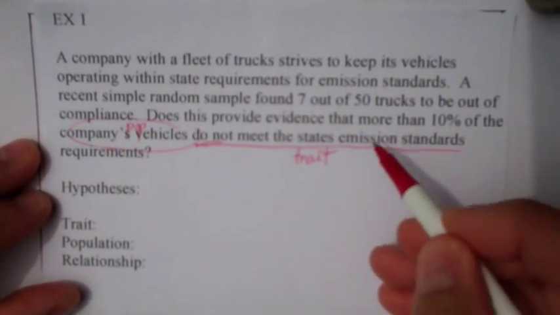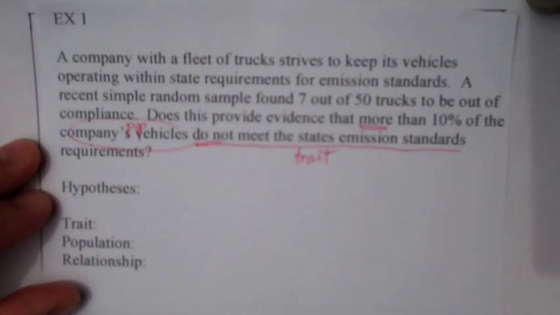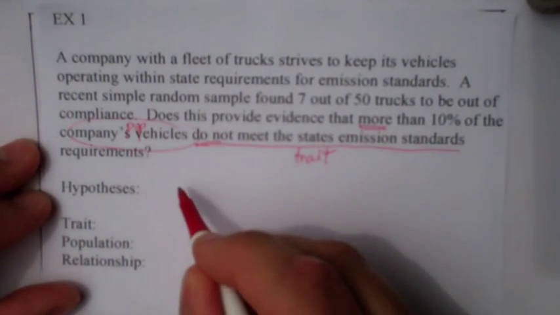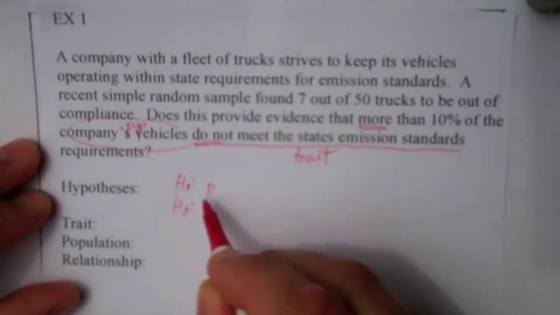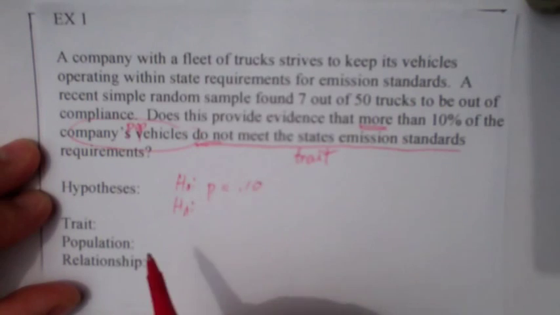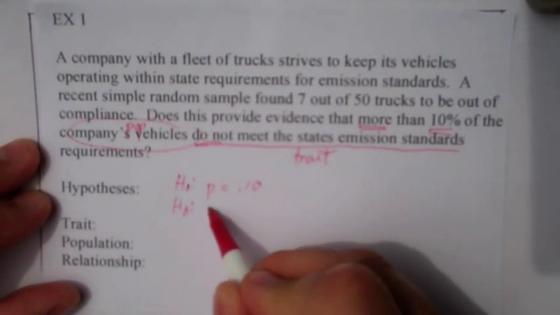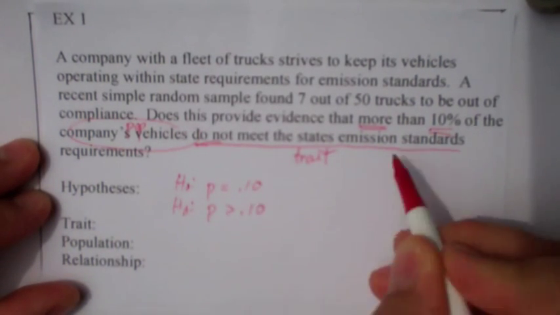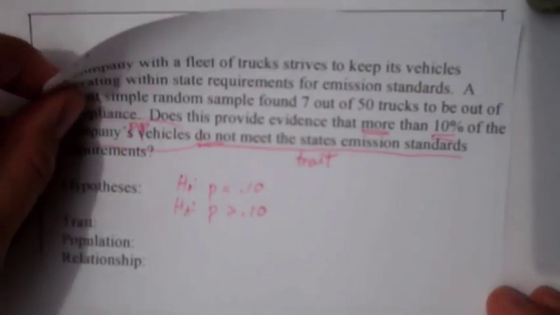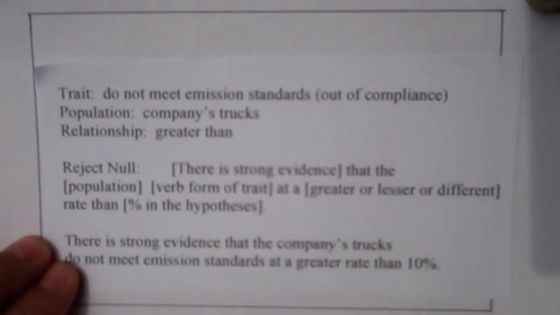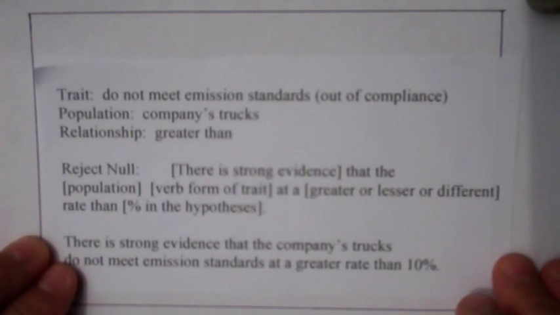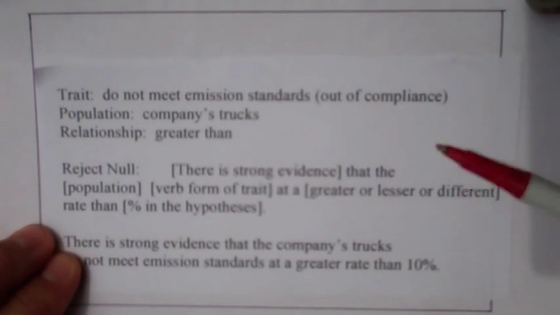And the relationship is given by the keyword more than. And by the way, in your hypotheses, you would write P equal to 10%. Again, there's your rate. Or P is greater than 10% because of the more than. So, given the trait that is do not meet emission standards, or you could say out of compliance, the company's trucks as the population, and the relationship is greater than or more than.